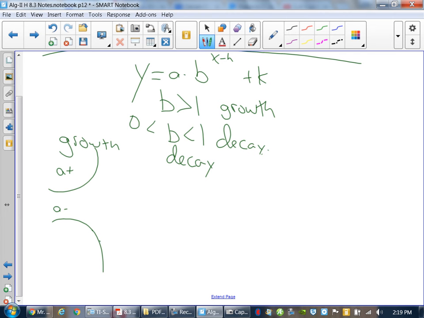So growth can go up to the right, or dive down from the right. Decay, if a is positive for decay, it's doing this. If a is negative, it's doing that.